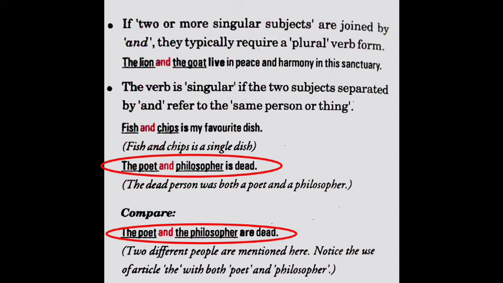Okay. If we say the poet and the philosopher is dead, here the poet and philosopher both are the same person. But if we say the poet and the philosopher are dead, then it means two people. First one the poet and second one the philosopher. Okay, so you need to see that difference.